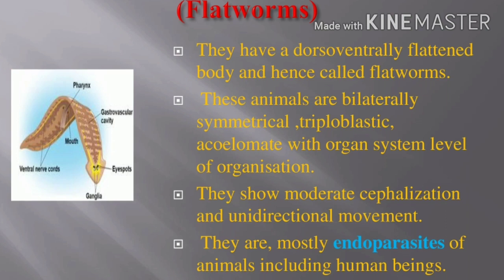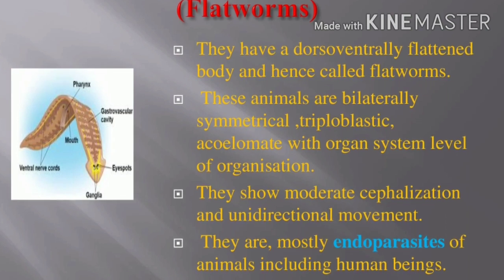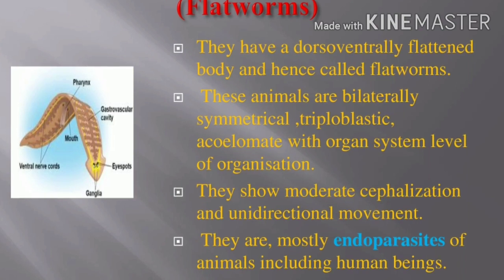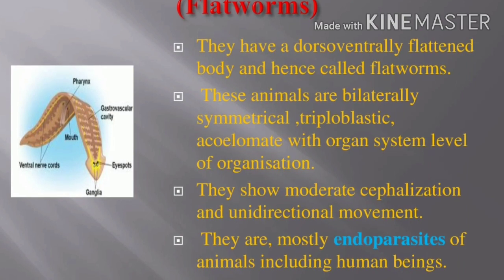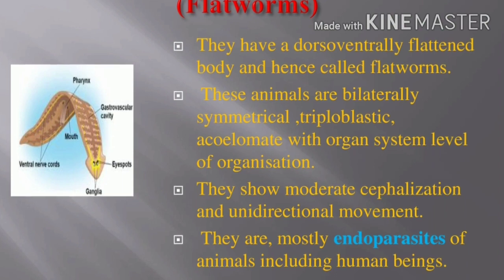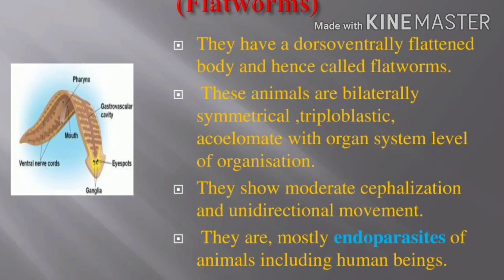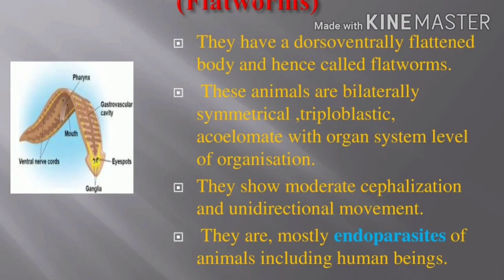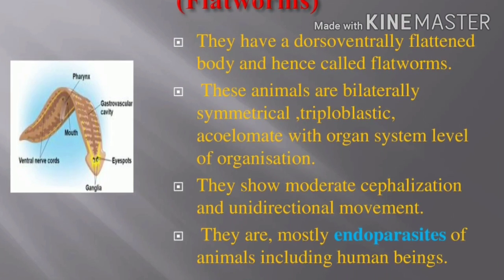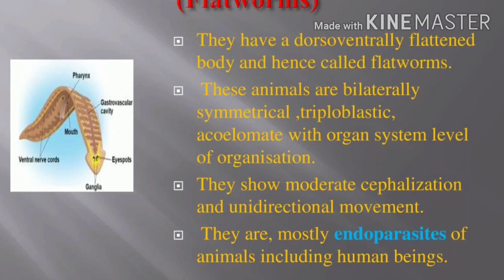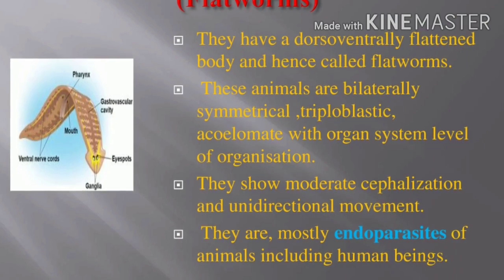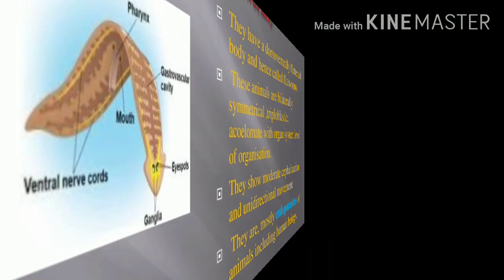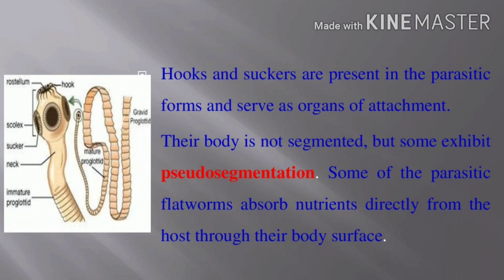This is the part after one slide preview. Later you have to understand cephalization. It shows moderate cephalization and unidirectional movement. The body is always an endoparasite of animals including human beings. Endoparasites, that is parasites, keep living inside humans or some animals and survive there. Okay? What is the structure of the flatworms?